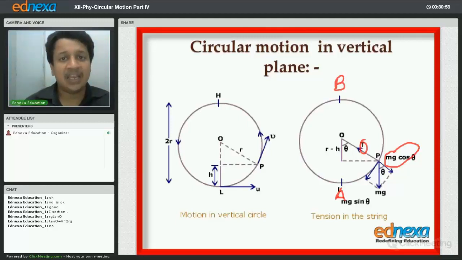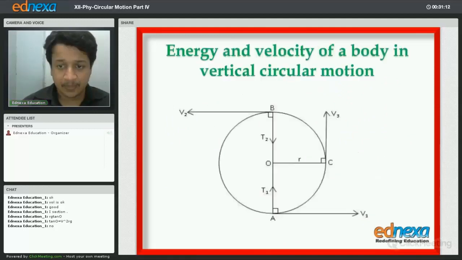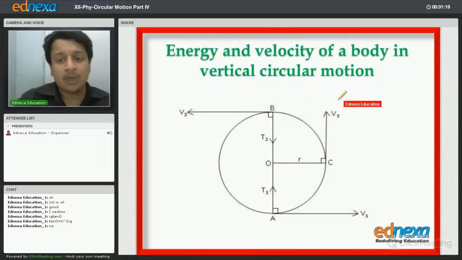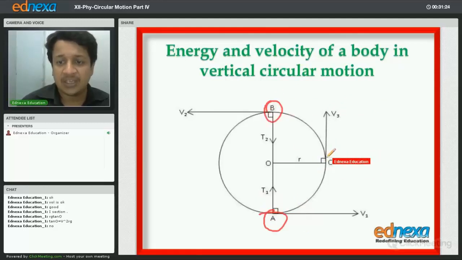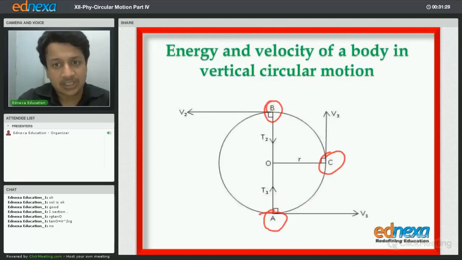Ideally at point B tension is 0. How? That we will discuss after some time. But ideally at point B tension is 0. Getting till this point? At point B tension is 0, ideally. Now, as I said, what should be the velocity at point A, at point B, and at point C? And these are the conditions. These are the basic conditions of VCM.